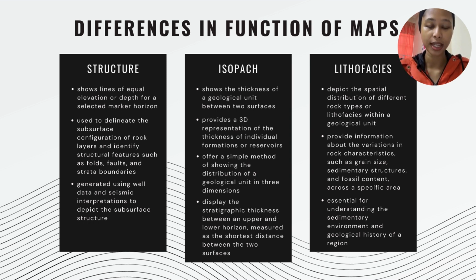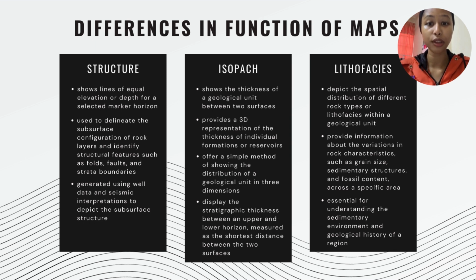I am going to present the differences in function of each map. So the first map is the structure map, which is a map that shows lines of equal elevation or depth for a selected marker horizon, and it is used to delineate the subsurface configuration of rock layers and identify structural features such as faults and strata boundaries. So structure maps are generated using well data and seismic interpretations to depict the subsurface structure.